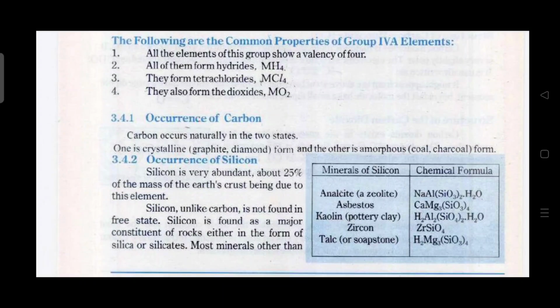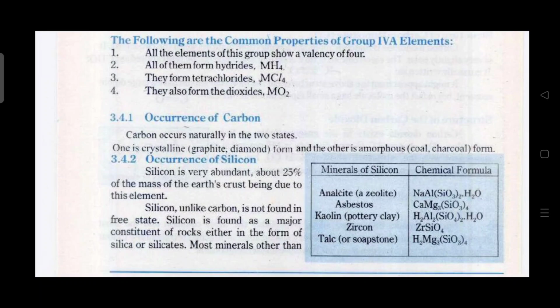In Group 4A, carbon and silicon show the property of catenation, which is the self-linking property. The property of catenation is the backbone of organic chemistry, in which carbon-carbon atoms join together to form long chains of organic compounds.